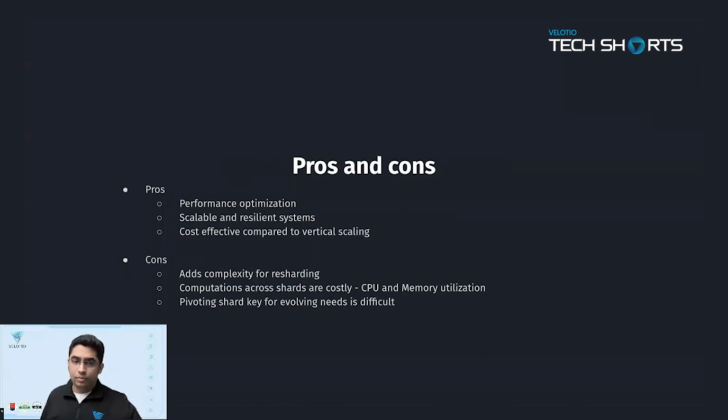Talking about cons. In scenarios where data is skewed and we need to employ resharding, that adds an extra layer of complexity. Again, computations across shards are costly and are to be avoided as far as possible. Now, pivoting the shard key for evolving needs is difficult. Let's say tomorrow there is a drastic change in the data set. Then to accommodate that, the changes required, although not impossible, are difficult to achieve.